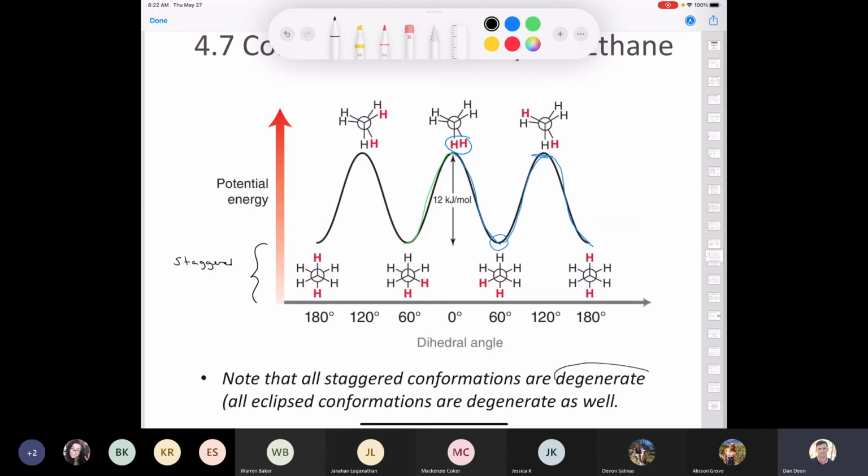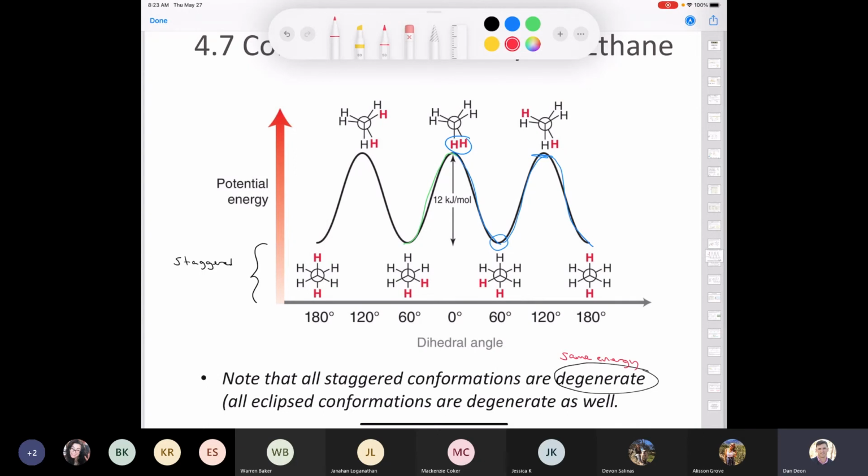What does degenerate mean, right? It doesn't mean that you've committed a crime or something like that. It's not that use of the word degenerate. Degenerate means same energy, okay? Same energy. If you remember in General Chemistry 1, you talked about degenerate orbitals, like a 2p orbital. You have a 2px, 2py, 2pz, and they're all degenerate, right? So you've seen that before.